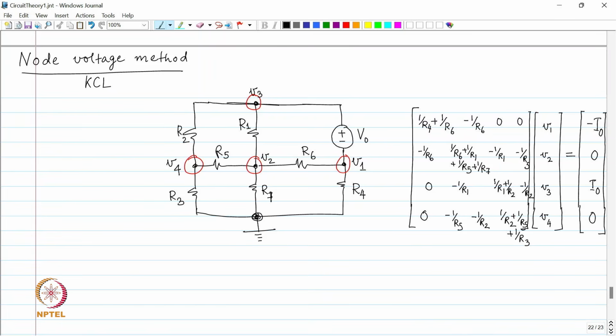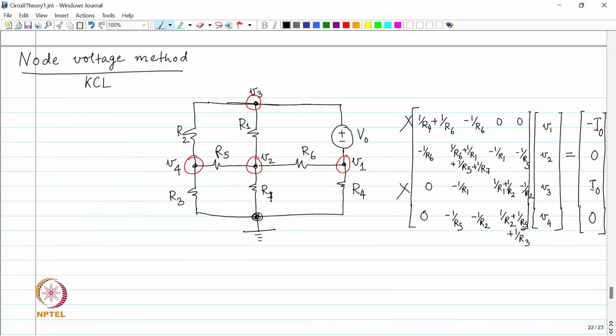V 3 is also gone, I can't do it. V 2 remains the same, and V 4 is also the same, only V 1 and V 3 are affected. So, this row is wrong and this row is wrong, fine, the other two rows are the same. Okay. What do we do?